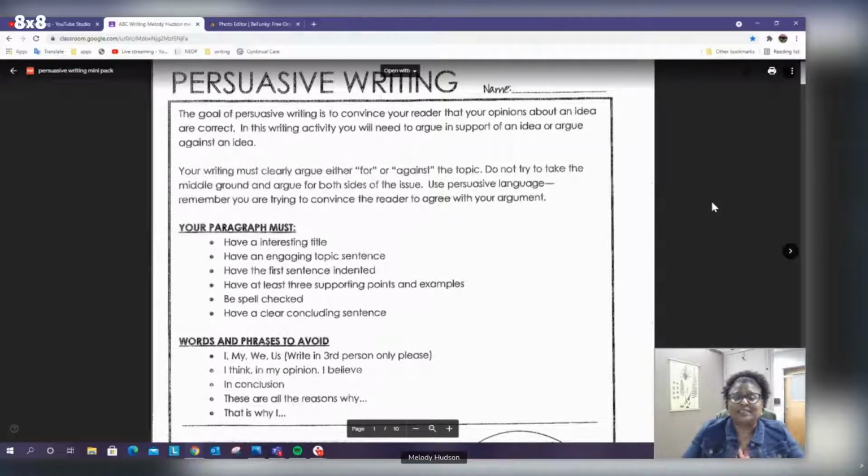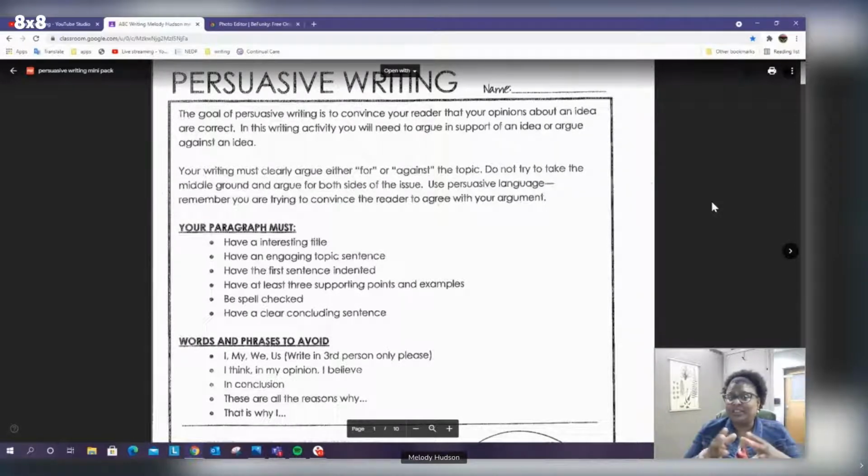Have the first sentence indented. We don't really care about that. All right. Must have at least three supporting points and examples. Remember, when we build our passage, we're having our introduction, our detail, which is our argument included in there. And then your concluding sentence, a clear concluding sentence, and check your spelling.